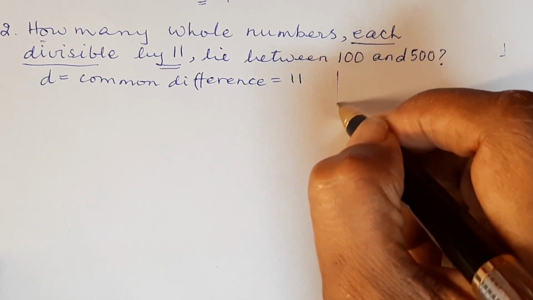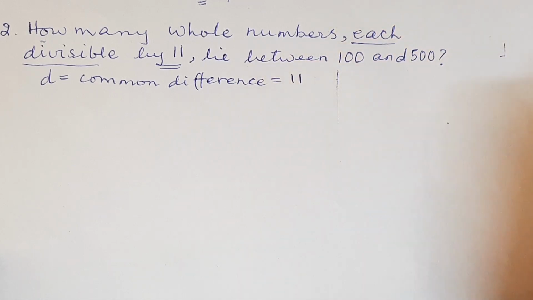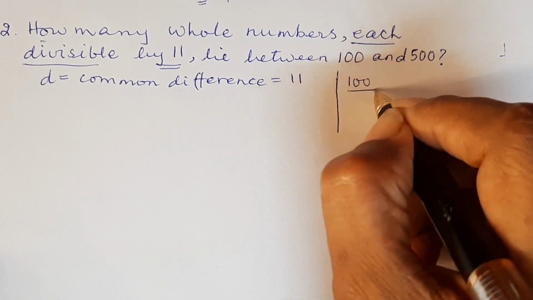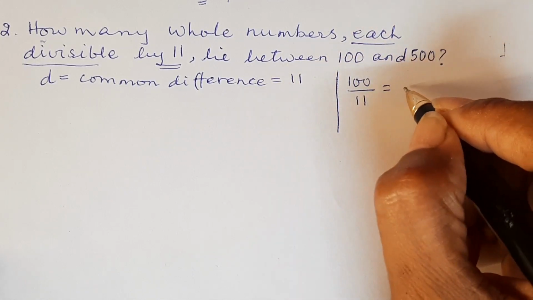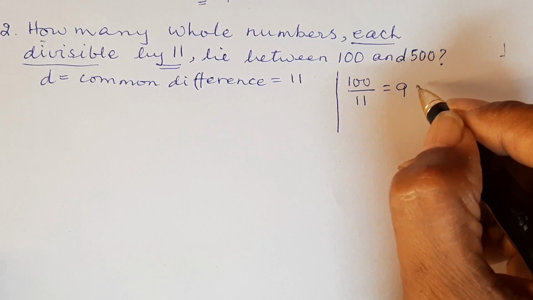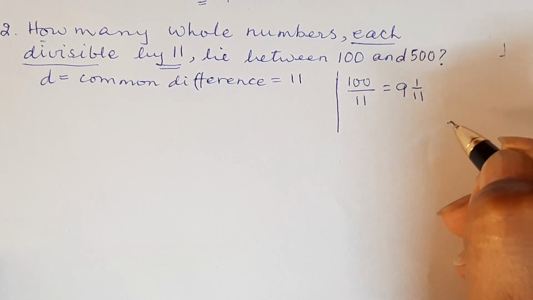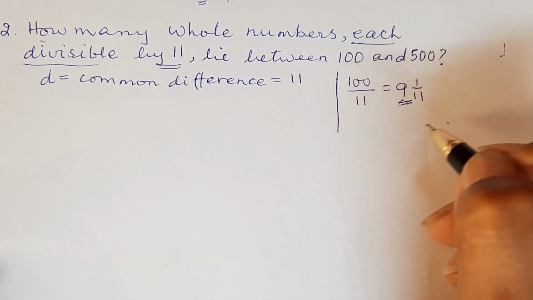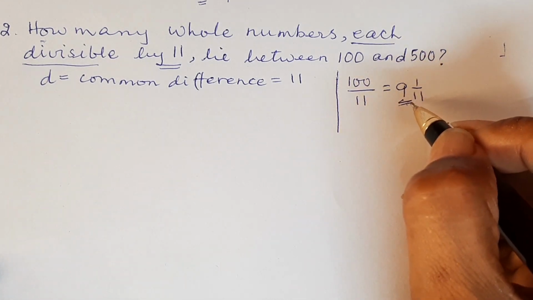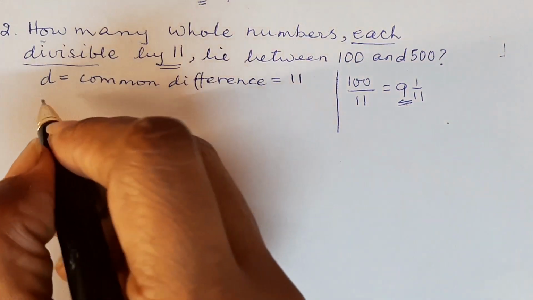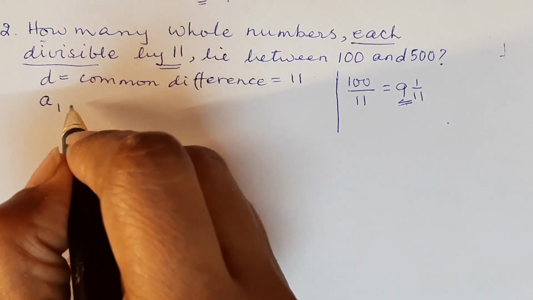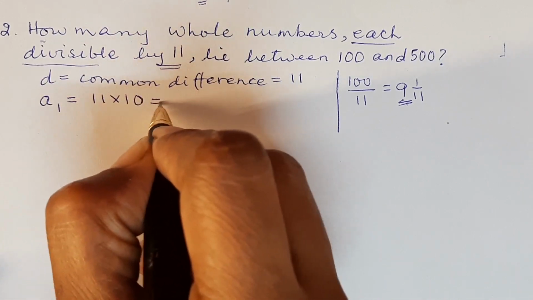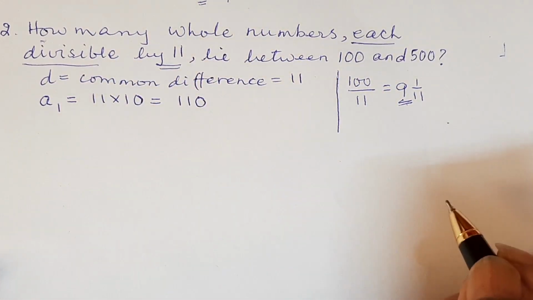So now we will show a little bit of rough work here. 100 divided by 11 will be 11 9s are 99 and 1 upon 11, which means the 9th multiple is less than 100, so the 10th multiple will be more than 100. So we will say A1 will be equal to 11 into 10, which will be 110.